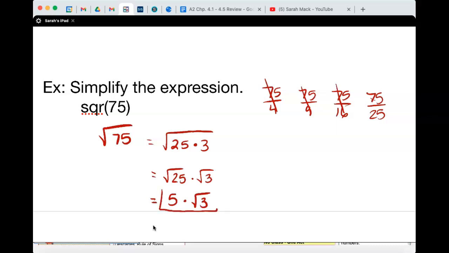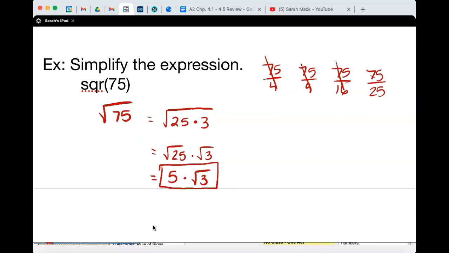I was really, really bad at this for some reason. Hopefully you get better at it, because now I look at it and I'm like, oh, it's super easy. So 5 times the square root of 3 is the same thing as the square root of 75. You could type them both in your calculator, and they would give you the exact same decimal approximation.